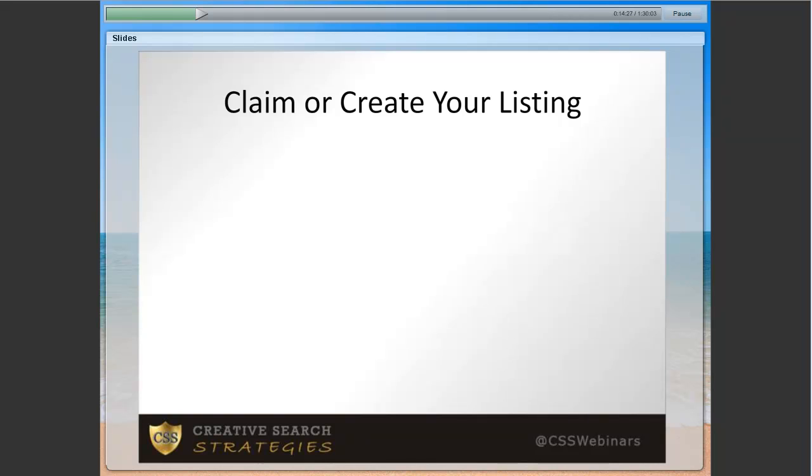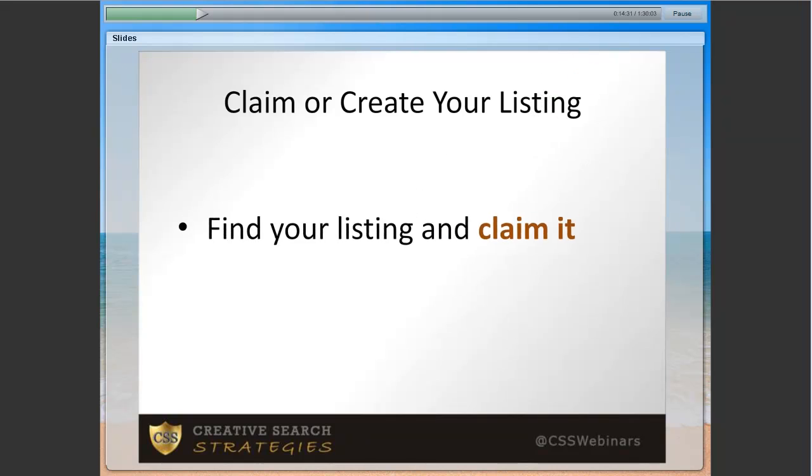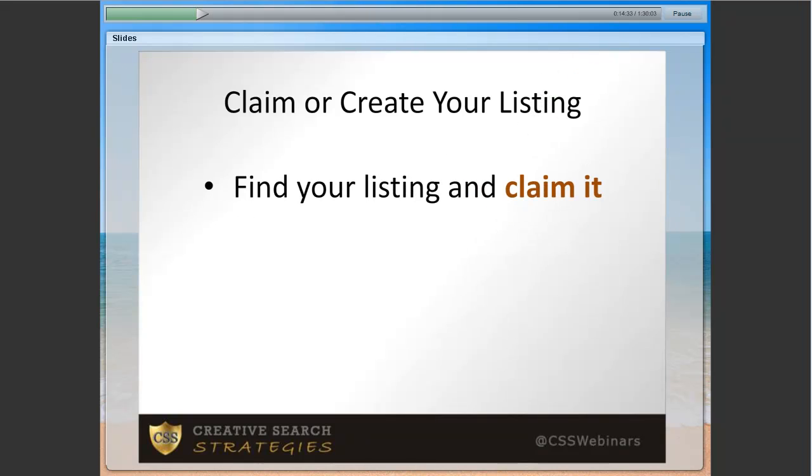Rightio. So to claim or create your listing, it's very, very simple. You find your listing in the Google search results, and there will be a little link to say, are you the business owner? And you can then claim it. So the idea here is you would type your business name straight into Google. You would go to Google Maps and type in your business name.